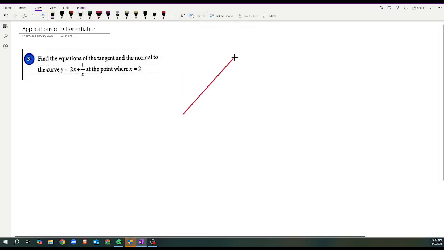Let's say you're given a line, and the gradient of this line is 2, and you have a set of coordinates that lies on the line as well, which is (3, 4). There are two ways to find the equation of this line. One is to write the line as y equals mx plus c. We are given the gradient, represented by m, so we can just sub 2 in there.